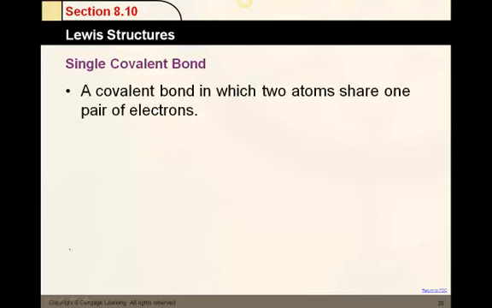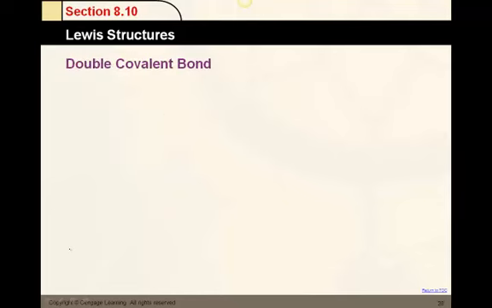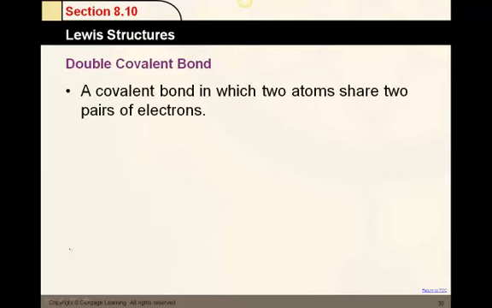And of course there's single bonds and double bonds and triple bonds. A single covalent bond is a bond in which two atoms share one pair of electrons, like in this molecule, H2. The double bond is where two atoms share two pairs, like this one.